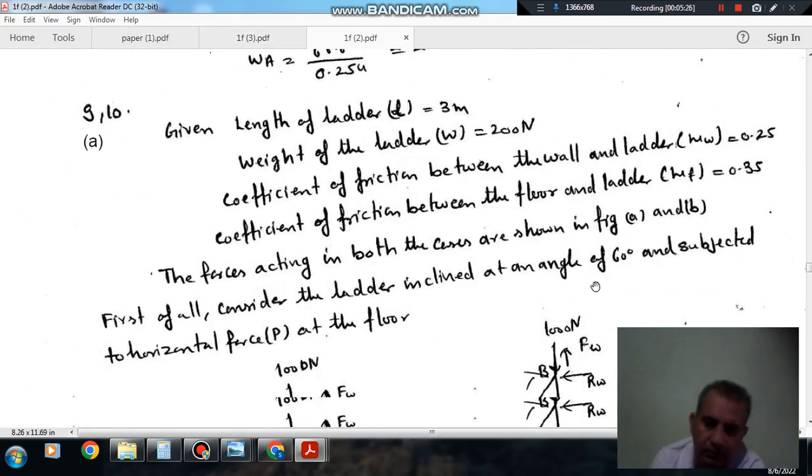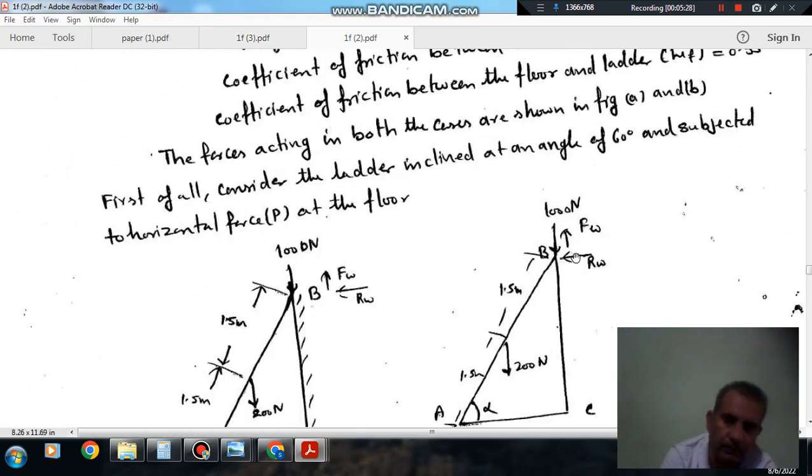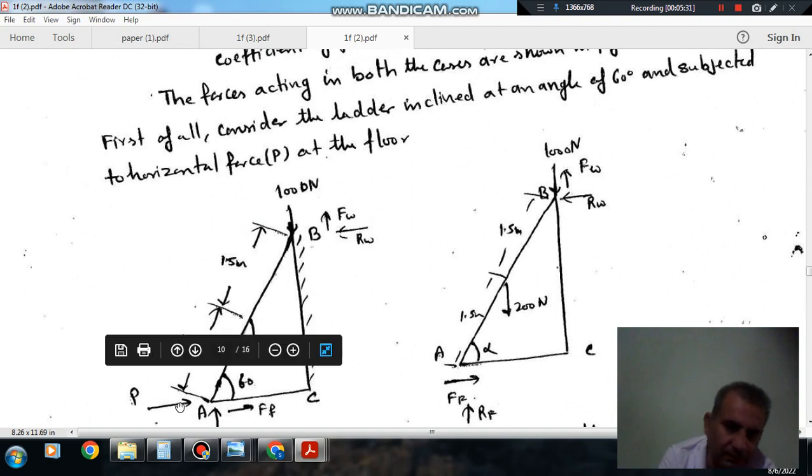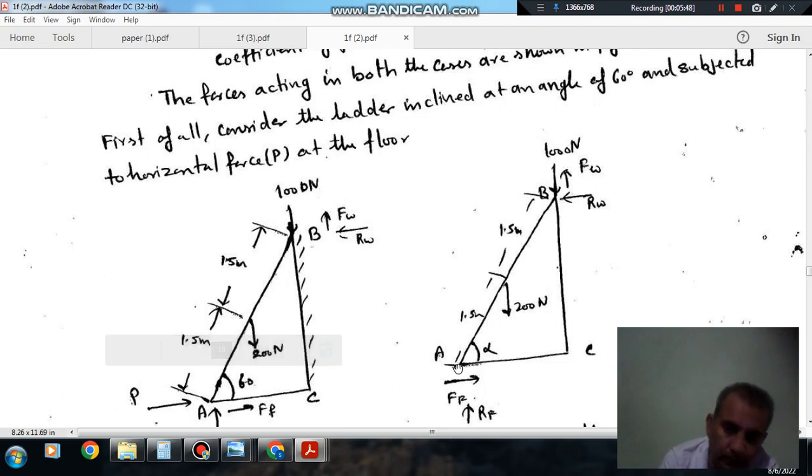In question number 10, it has been asked that the force P is not applied. We have changed the angle of inclination, and the angle of inclination is called alpha, so that no force is needed to prevent it slipping.